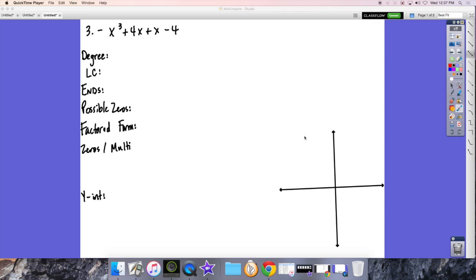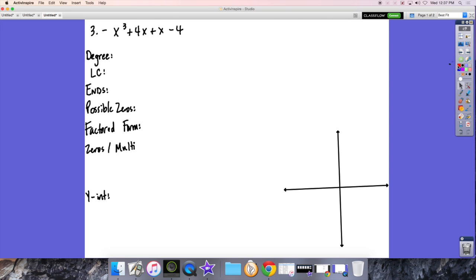Look at a few problems off of your review for your Algebra 2 test. We're going to look at number 3 and number 4 specifically. What we're going to be doing is taking a standard form polynomial and being able to factor it. So we talked about this.